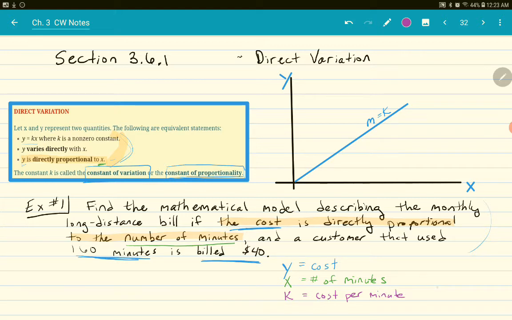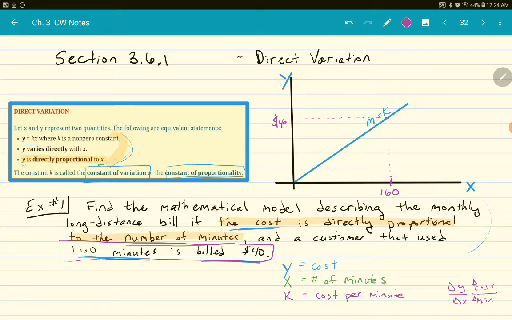You can think of slope as the change in y over change in x. So if our y is cost and our x is minutes, then we have our change in cost over the change in minutes. Now the information I'm given is that x is minutes, so this is minutes over here. When I have 160 minutes, then the corresponding cost is $40.